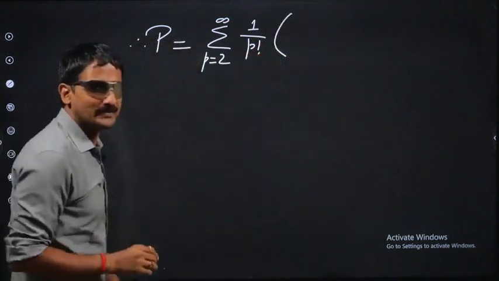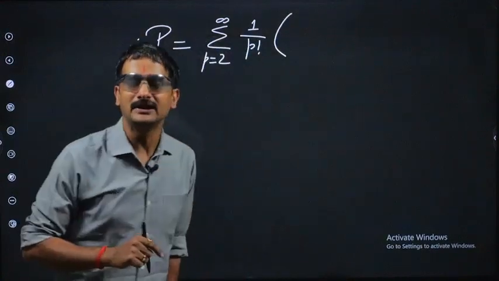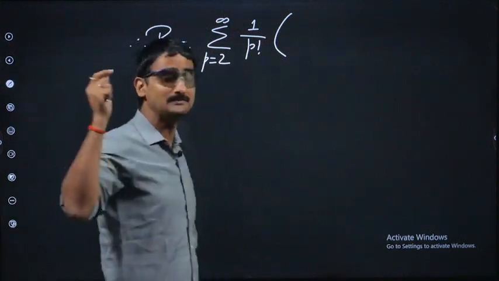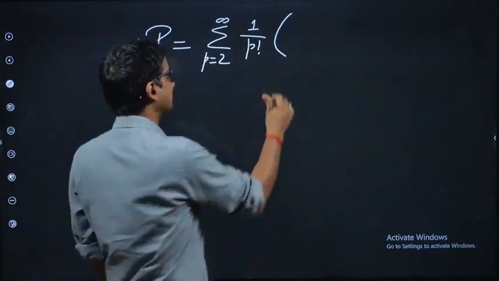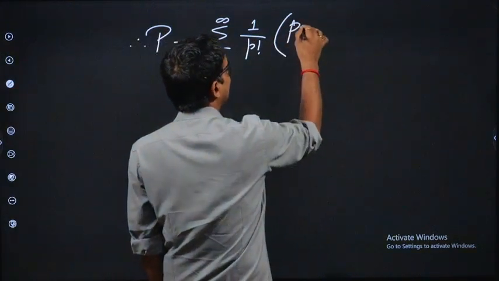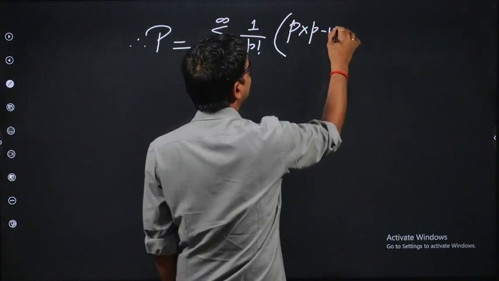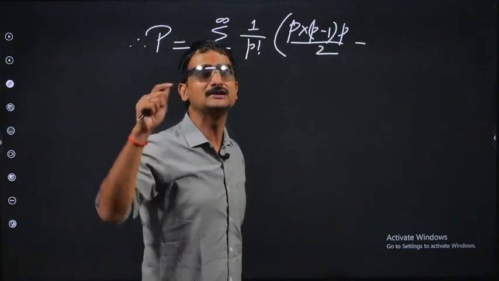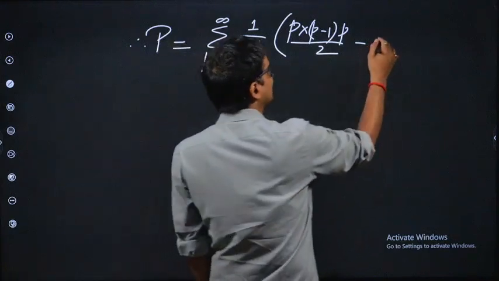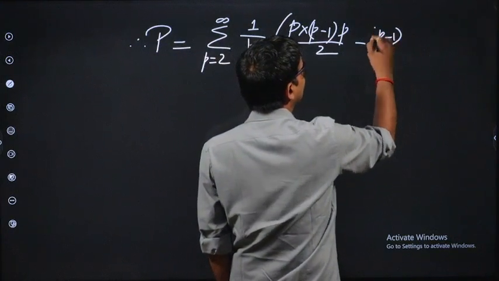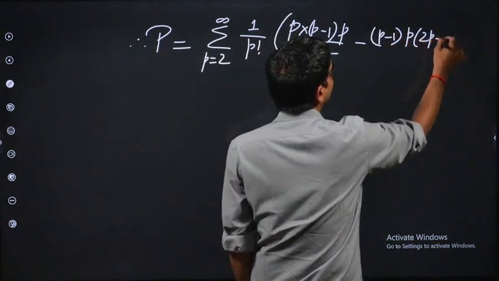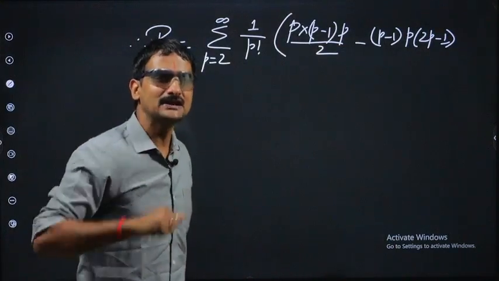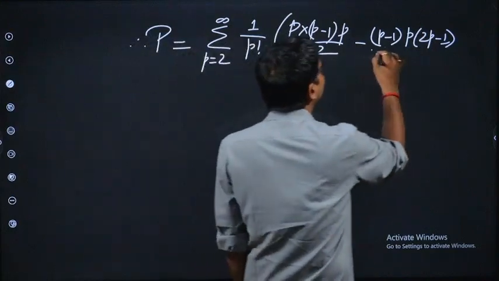What do we get? The summation of a from 1 to n, or summation of r, the sum of the first n natural numbers, is n into (n plus 1) by 2. So here in place of n we have p minus 1, giving p into (p minus 1) into p by 2, minus the summation of a square. Again instead of n we put p minus 1: n into (n plus 1) into (2n plus 1) by 6. Replacing n by p minus 1, we get 2p minus 1.